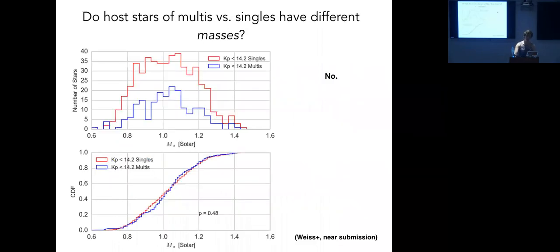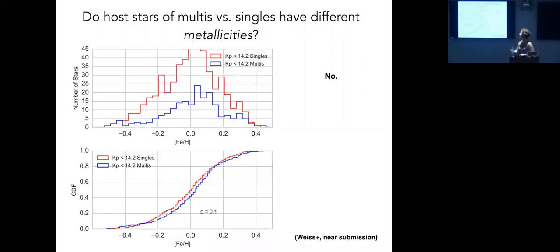So first of all, host star properties. This is just a histogram of the masses of host stars of the CKS singles and multis. Those singles are in red, multis are in blue, and there's no significant difference in the distribution of the masses of the CKS singles versus multis. Okay, what about metallicities, right? Maybe more metallicity could help you build more rocky cores or something like that. But it turns out that there's no statistically significant distinction between the host star metallicities for singles versus multis either.